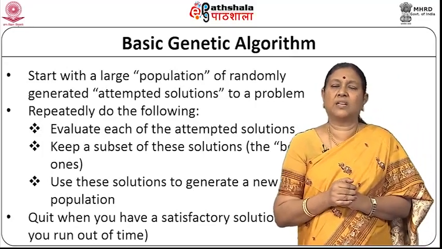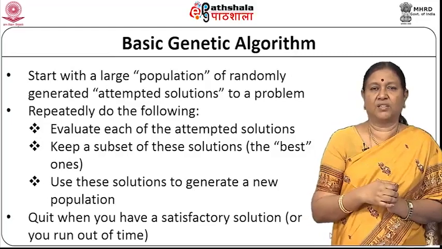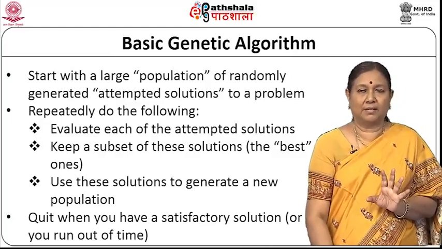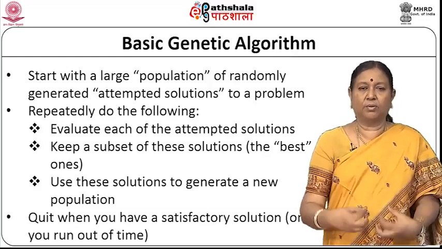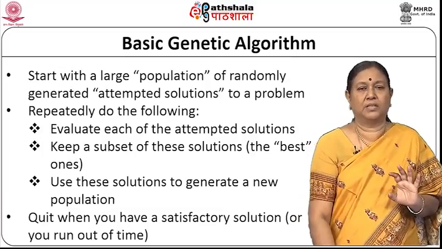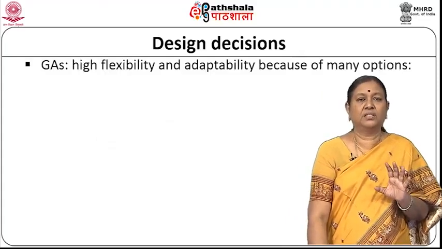Quit when you have a satisfactory solution or you have run out of time. So, you have reached the number of iterations you are willing to do, or you have run out of time. That is the basic algorithm. So, you start with the population, evaluate it, select the good ones and generate a new set, go back and keep doing this. Now, what are the design decisions you have to take for this?